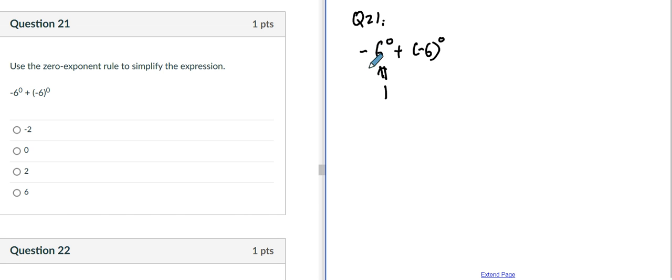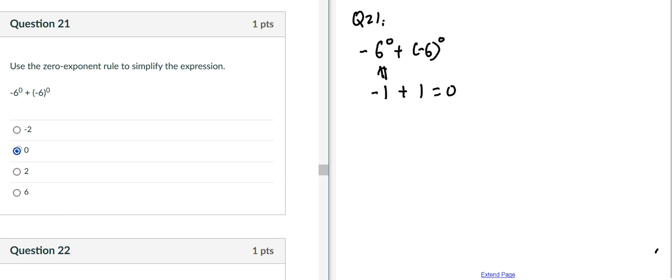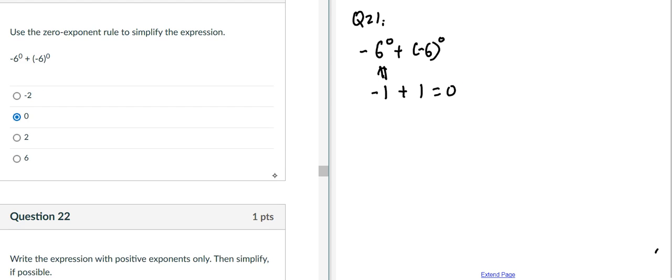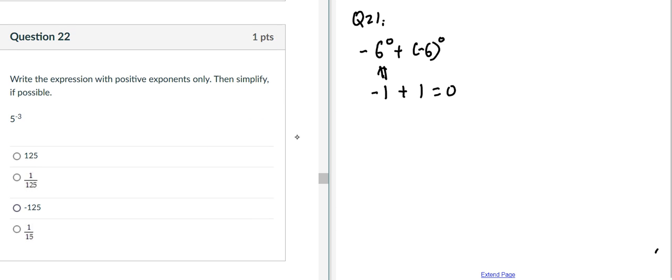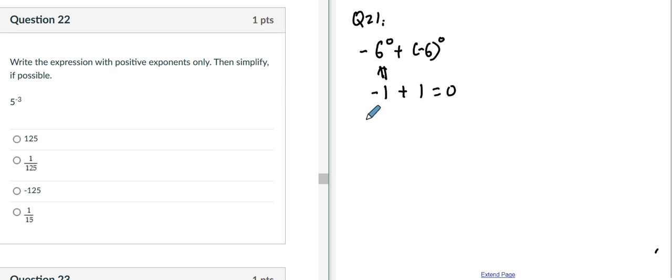There is a negative outside, and we put 1 here. And here, plus any number to the 0 is 1, so we do 1 here. Final answer is 0. So you then choose this one. Okay. Question 22.